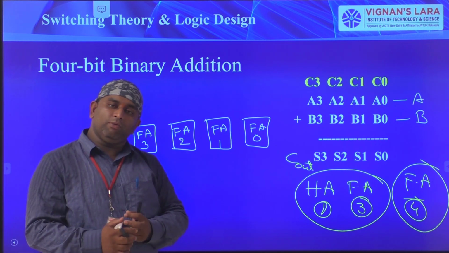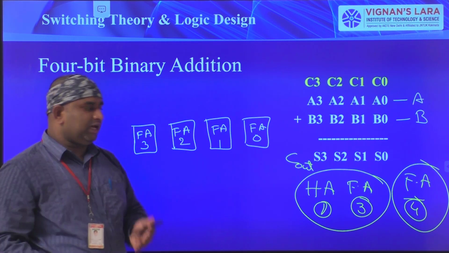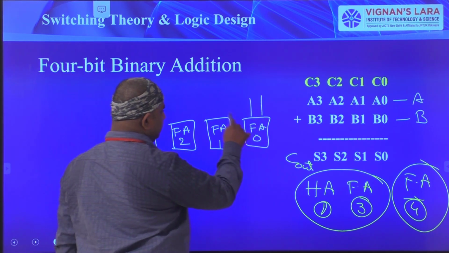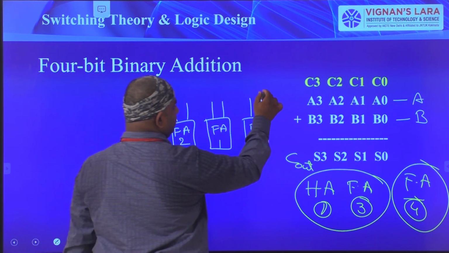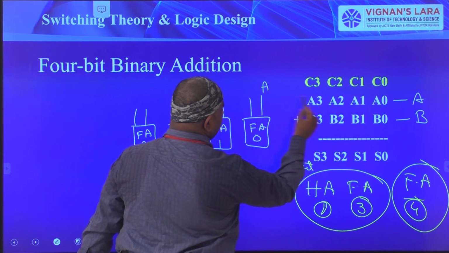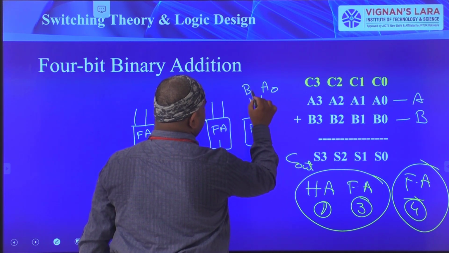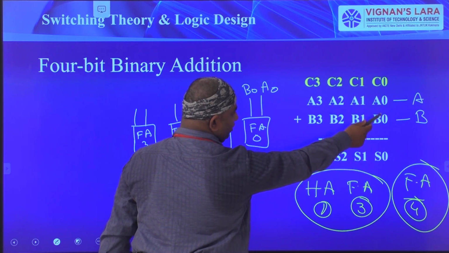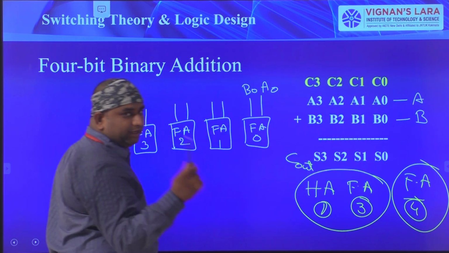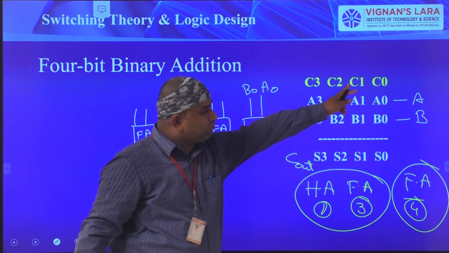For full adders, how many inputs are available? 3 inputs are available. I am writing 2 inputs here. Okay. So here the inputs are, first what we are doing, A0, B0 we are adding, where you will get C1. C1 you are getting after adding these 2, you will get carry. That carry you are placing here.